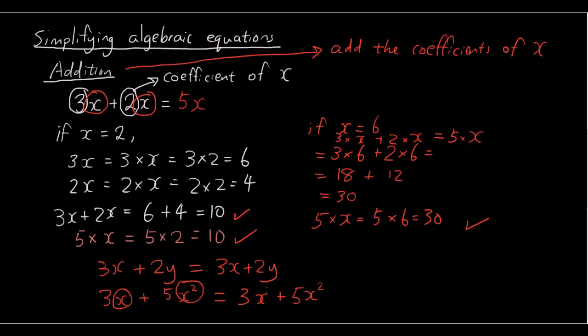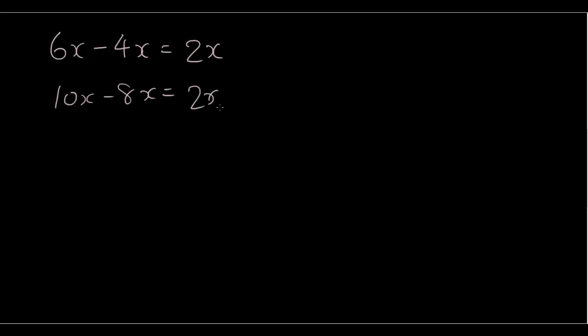Okay, so that is addition in algebra. Subtraction is exactly the same, so we'll briefly touch on that. If we have 6x minus 4x, you just subtract the numbers in front and it gives you 2x. 10x minus 8x is 2x, and so on. So practice these questions.